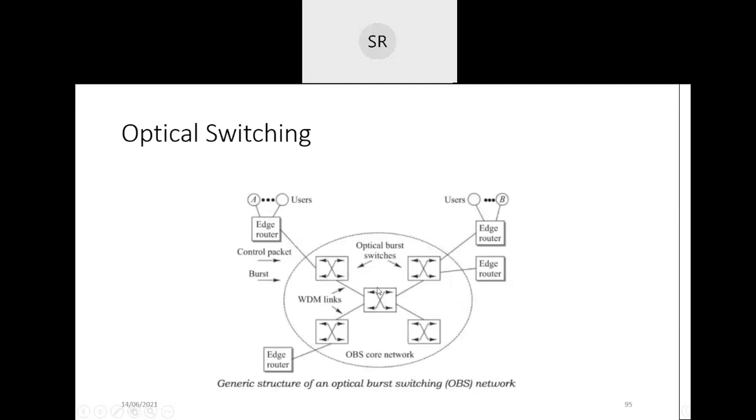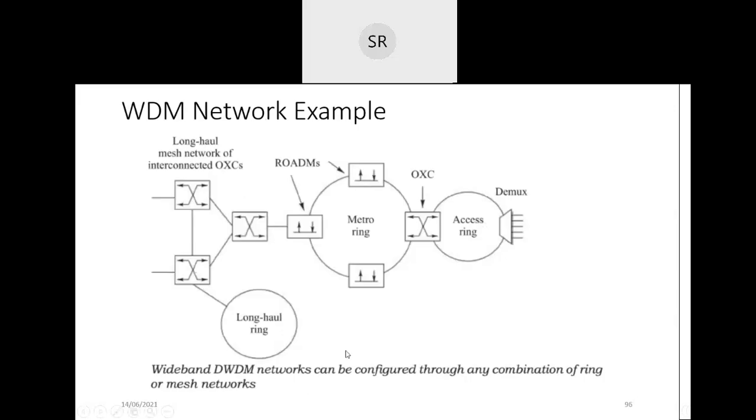Another structure is the optical switching network, and this is a generic structure of an optical bus switching network. In that optical bus switching network, they have different optical bus switching networks, in which they add or drop separate channels or that particular burst there. So this one is nothing but the architecture.